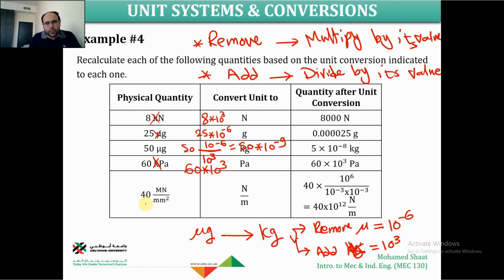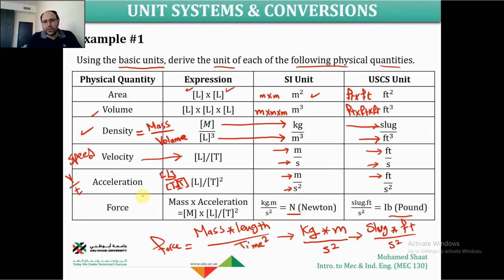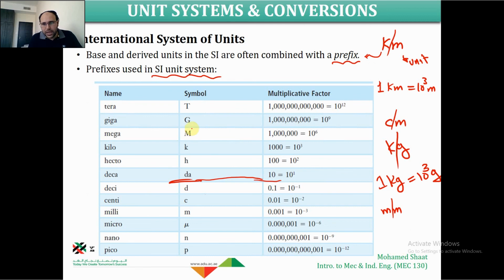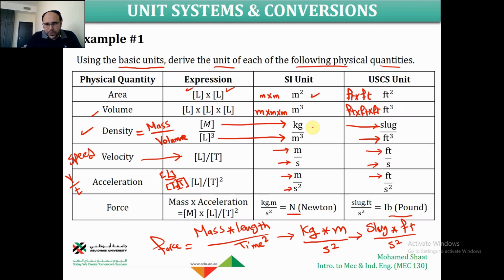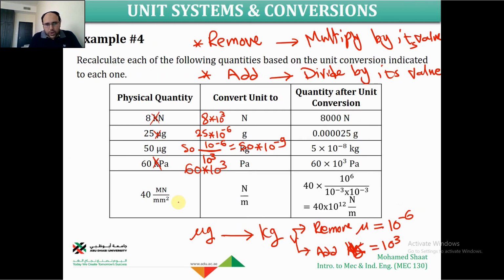How about if we would like to convert this? It is a little bit tricky here. 40 meganewton. The uppercase N is Newton, and the uppercase M stands for mega, which is a prefix equivalent to 10 to the power 6. So we have meganewton, and in the denominator we have millimeter square. It is a little bit tricky. We need to convert it into Newton over meter square. This should be squared here.